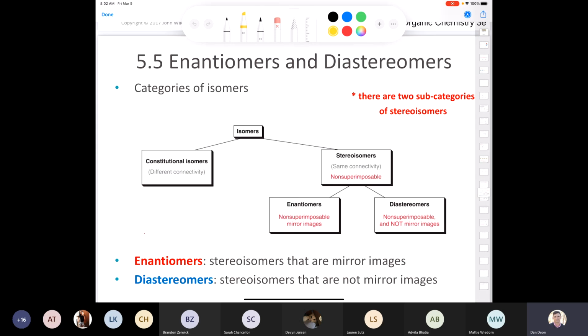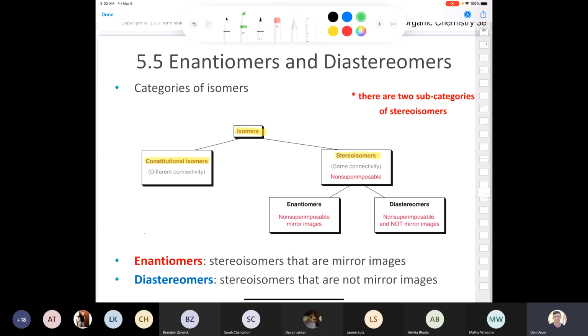So at the beginning of Chapter 5, we discussed isomers, and way back in Chapter 2, we discussed what constitutional isomers are, and I told you that that's something that you are probably introduced to even in general chemistry. And the main topic of this chapter is stereoisomers, right? We're talking about compounds that have the same connectivity, however, they are non-superimposable.